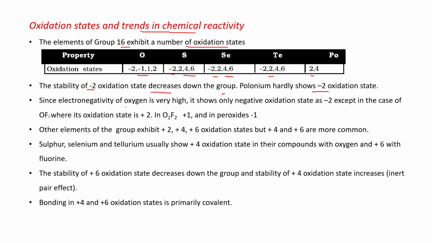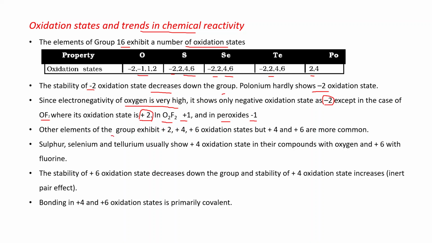Since the electronegativity of oxygen is very high, it shows the negative oxidation state -2 in most of its compounds. But a number of exceptions are there, except in case of OF2, where its oxidation state is +2. Why +2? Because fluorine is more electronegative than oxygen. In case of O2F2, this is +1, and in case of peroxides, this is -1.